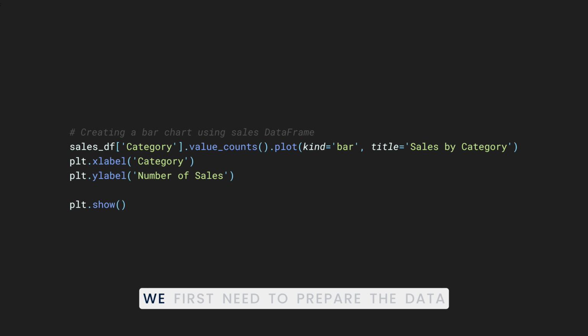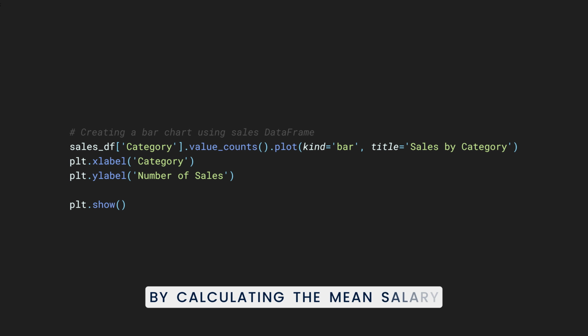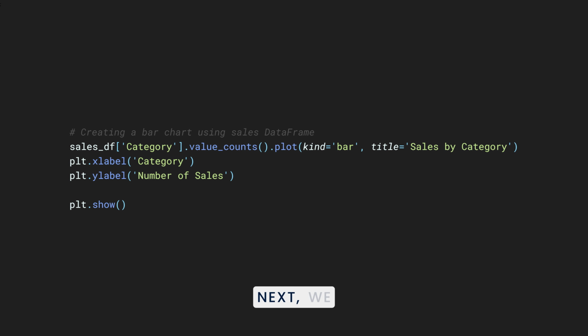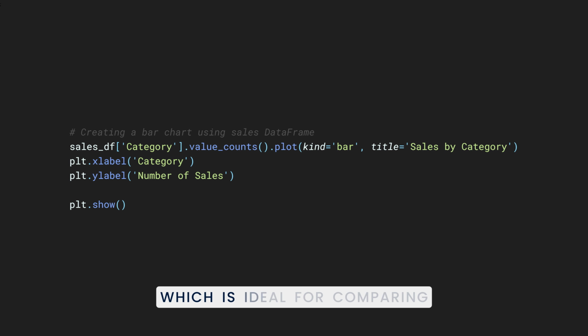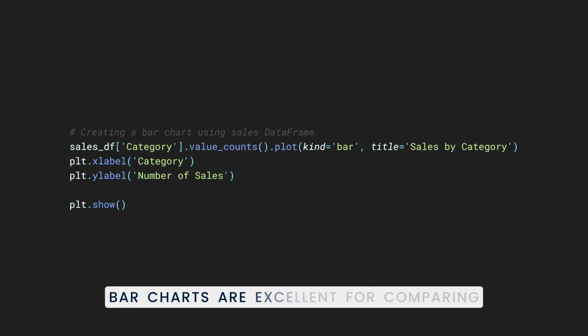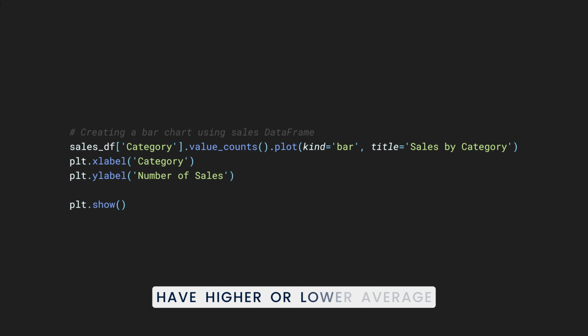To create a bar chart, we first need to prepare the data by calculating the mean salary for each city. We use the GroupBy method followed by selecting the salary column and applying the mean function. This returns a series where the index contains city names and the values are average salaries. Next, we call the plot method on this series with kind equals bar to create a bar chart, which is ideal for comparing categorical data. We add a title to the chart, label both axes for clarity, and then display the plot with plt.show. Bar charts are excellent for comparing values across different categories, in this case showing which cities have higher or lower average salaries.